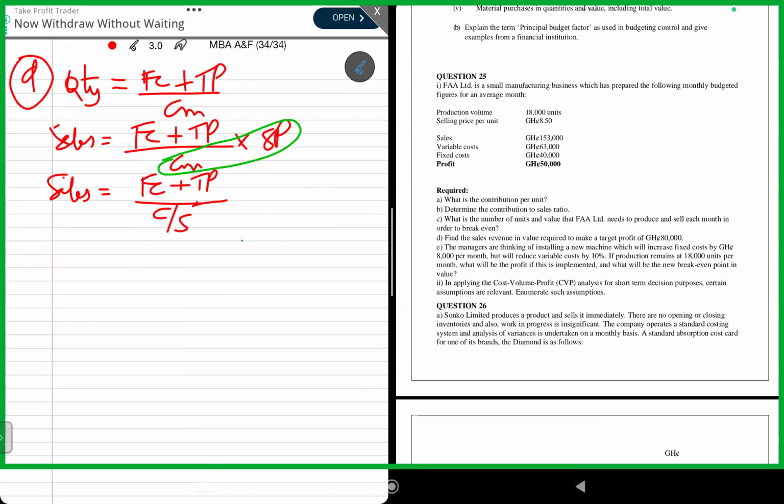So let me use the last one. Target profit is in this formula, which we have solved. But because it says sales revenue, when I use the first one, it's only the quantity in units, then I'll multiply by selling price. That's the second one. Or use FC plus TP over the sales ratio. So let me find the contribution to sales ratio. Here I can use the total contribution and total sales, or the contribution per unit, which is 5 points.